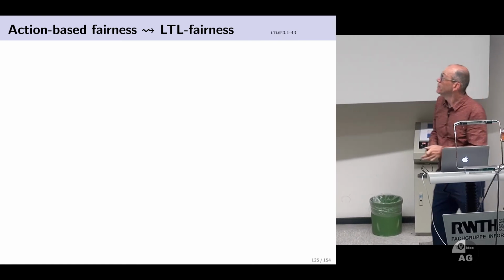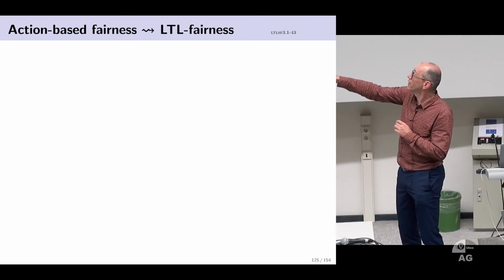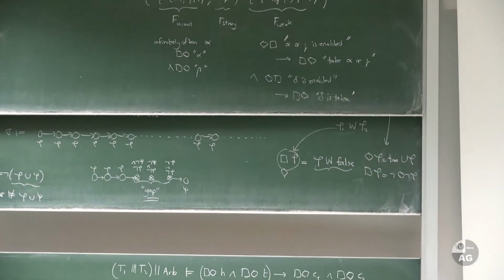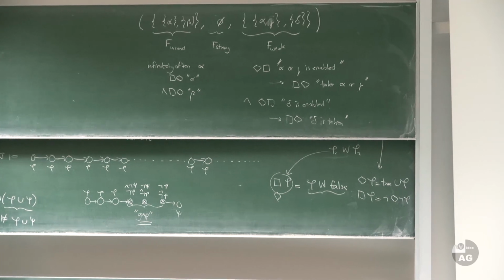Good. So the last part I would like to spend on going from action-based fairness to state-based fairness. Remember in this topmost blackboard, I was saying that infinitely often some action is enabled, and then infinitely often an action is taken. Now, these are not the atomic propositions that we are allowed to take into a formula, so these are not yet LTL fairness assumptions. So how is it possible to get from the fairness assumptions we are familiar with in terms of actions to LTL fairness? The idea is relatively simple.